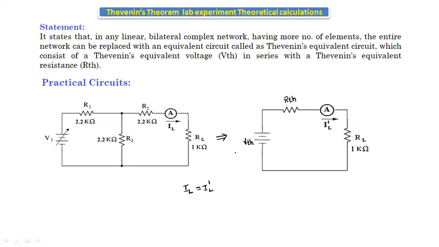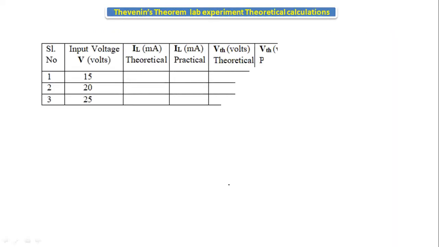Now let's see how to verify the Thevenin's theorem theoretically, and we will find one parameter at a time. Finally we have to verify IL should be IL. In the given circuit, the current passing through the load resistance is IL, and after finding the equivalent circuit, the current passing through the load resistance is IL dash. So finally IL should be equal to IL dash. Let's see whether it is verified or not.